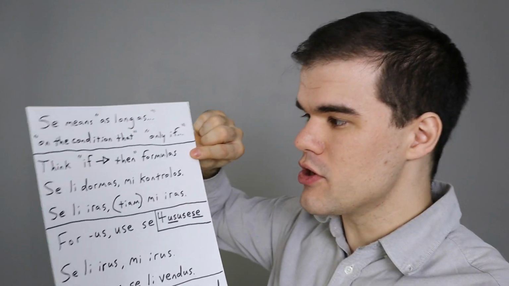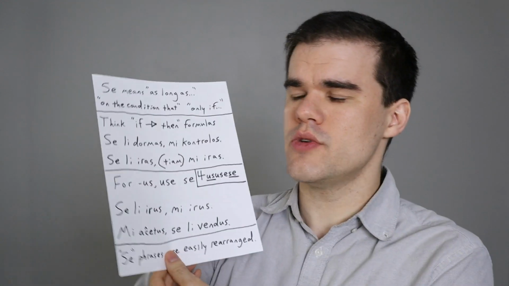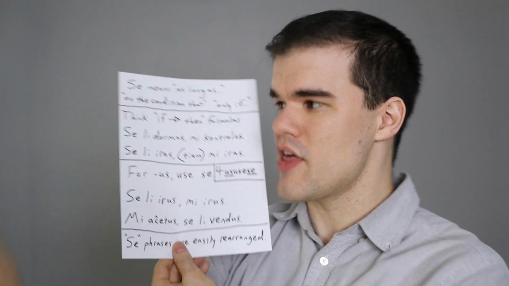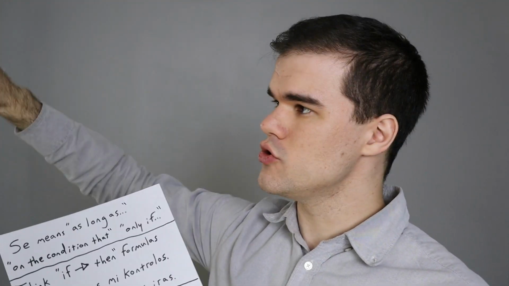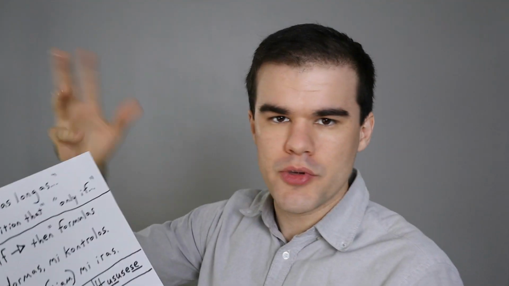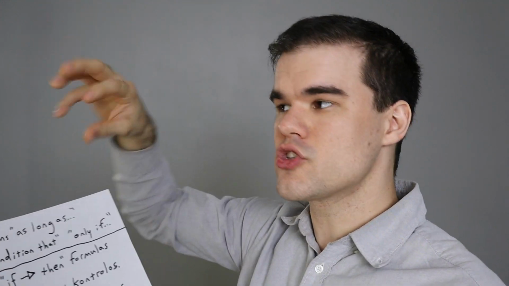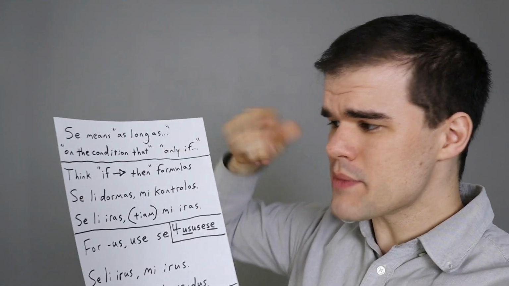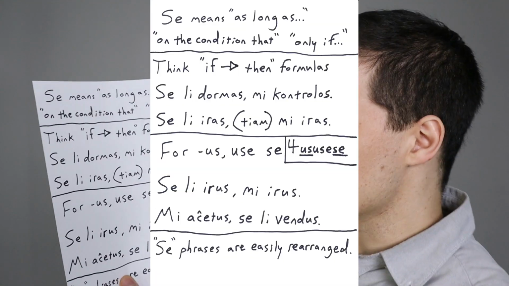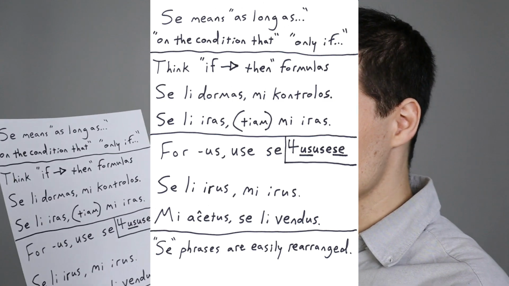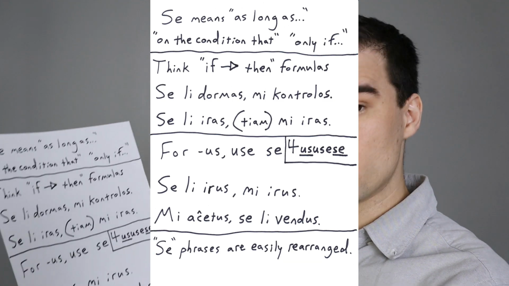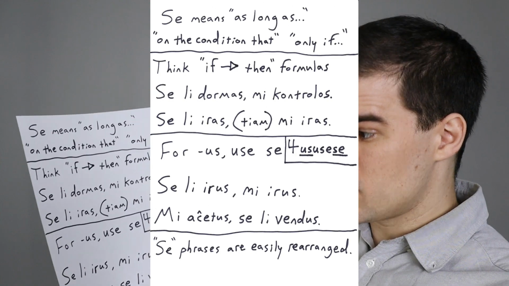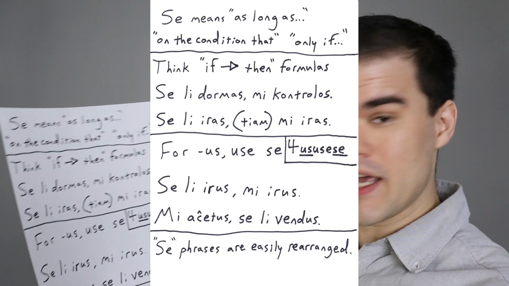If you're a computer programmer, you're familiar with these. If this value is 216, then change this value to 1/2 of the original in some computer program. If the following is true, then do this. The same thing happens here. Se is usually a part of one of those. Se li dormas, mi kontrolos. If he is sleeping, I will check. If he goes, or if he is going, then I am going.